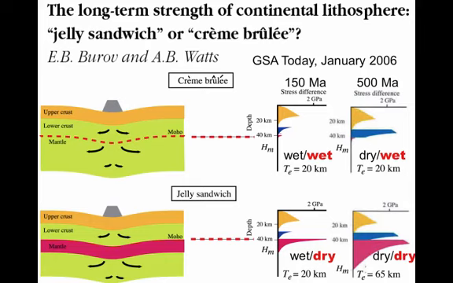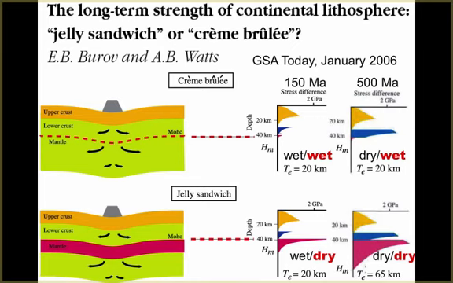So the long-term strength of the continental lithosphere may look like a jelly sandwich, or it may look more like creme brulee. The jelly sandwich that we've been discussing shows a strong upper crust, weaker lower crust, and strong upper mantle. The creme brulee model requires a strong upper crust and a weak upper mantle.